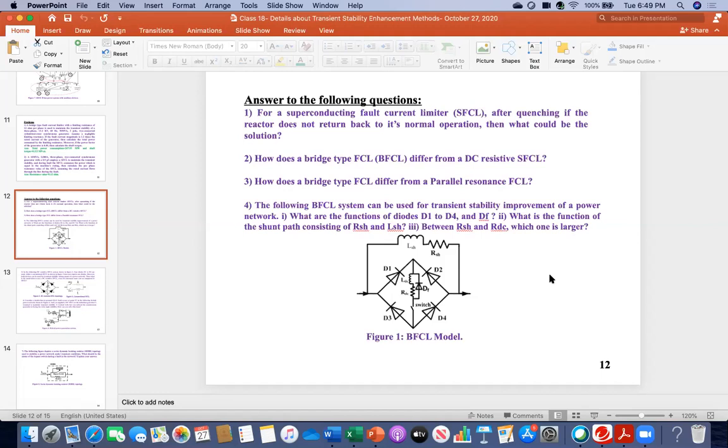So everybody think very carefully. The questions are related to BFCL, SFCL, DC resistive, all of which are in the previous slides we discussed, and I'll be uploading my video lecture. So all are the sources and you can answer based on that. And you are free to use any resources, class material, you might Google, whatever you can do. But you have to answer these. There are 8 questions.